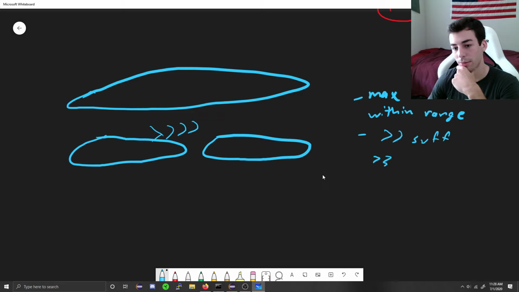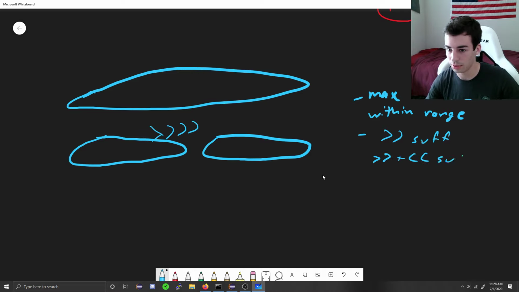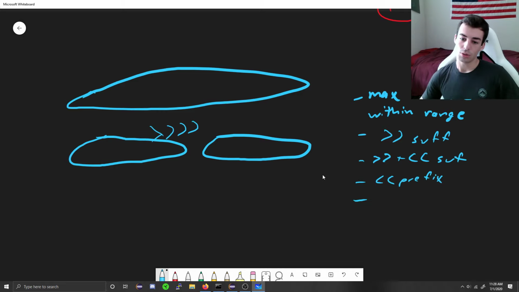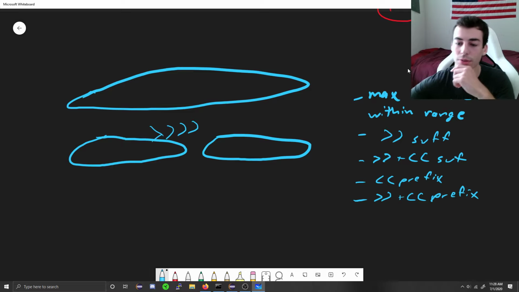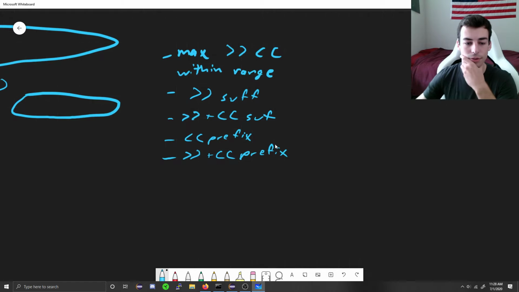this thing plus this thing suffix. Then you're going to need to know this prefix, or no, you only care about this prefix. And then you also care about this thing plus this thing prefix. All right, these are all very easy to maintain. What else are we going to need? Well, we're going to need lazy prop.